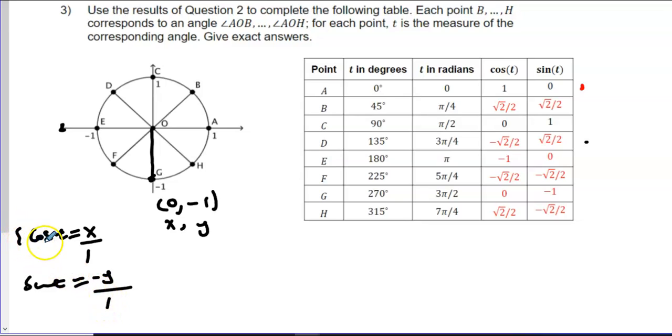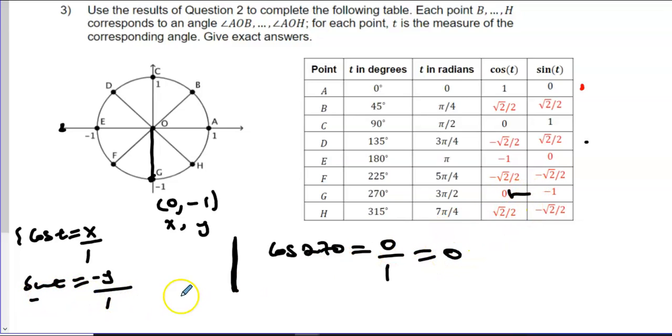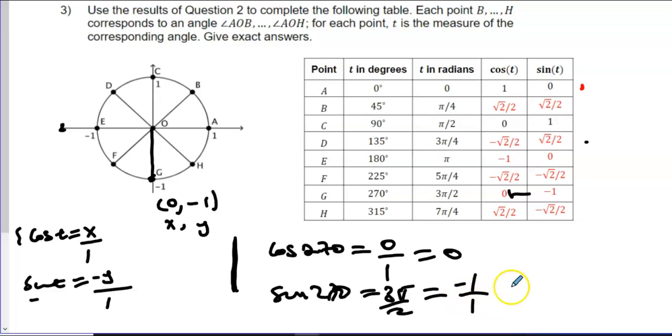So when we take the first one, because we have no x value here, everything is lying exactly on the y-axis, we say that cosine 270 degrees is going to be equal to 0 over 1 over -1, and that is 0, and that's what we get here. Or we see that sine 270, which is equal to 3 pi on 2, is equal to opposite, which was -1, over the hypotenuse, which is 1, and we are getting -1 here as our answer.